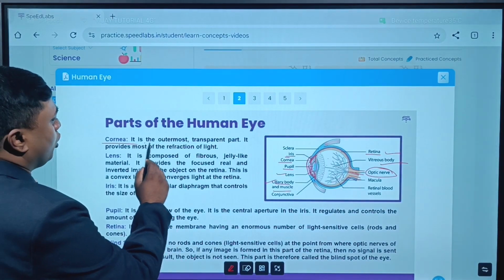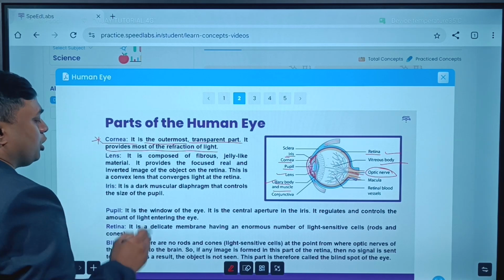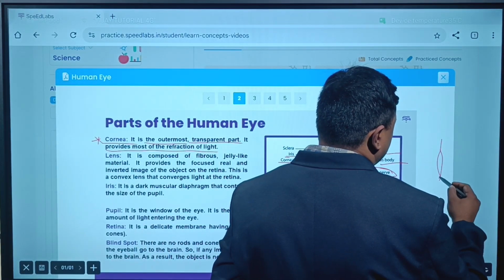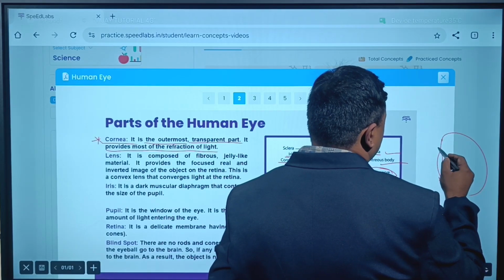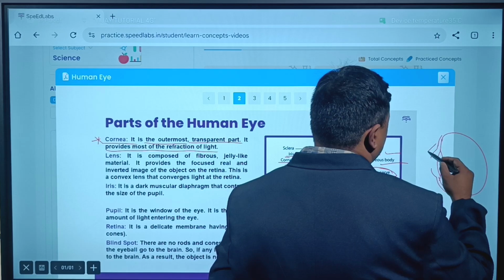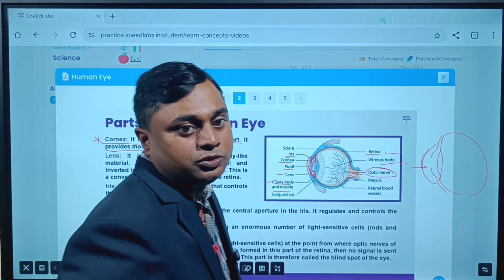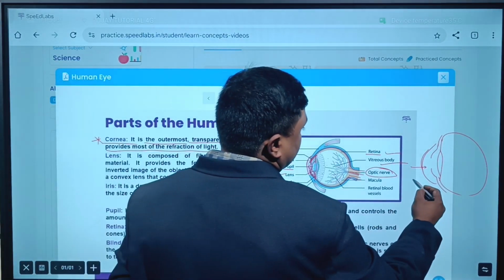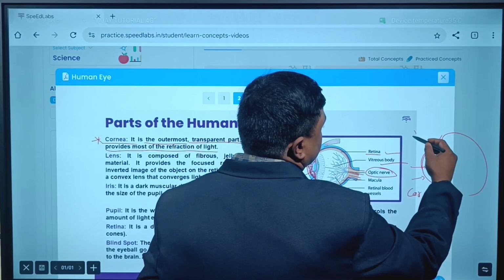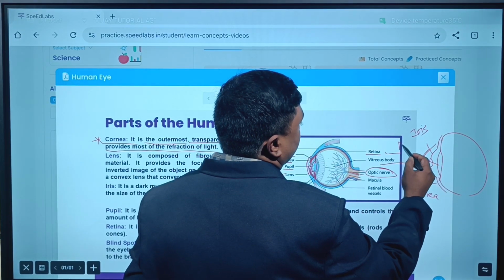Cornea. It is the outermost transparent part. It provides most of the refraction of light. Most of the refraction takes place through the cornea only. So you can see here, this part is the cornea. This is the cornea. What is this? This is the iris. What is this? A pupil. This hole is the pupil. Yes or no?